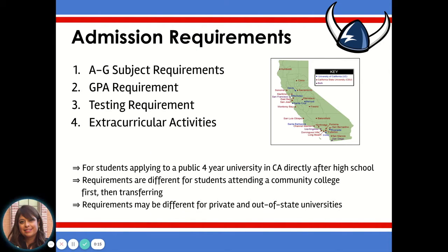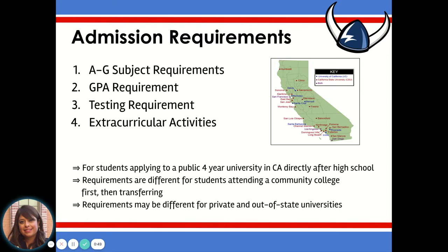The minimum admission requirements to be eligible to apply to a four-year university include the following. 1. Subject requirements, also known as the A through G requirements. 2. A GPA requirement. 3. A testing requirement. And 4. Extracurricular activities. It is important to note that these requirements are specifically for students applying to a public four-year university in the state of California directly after high school.